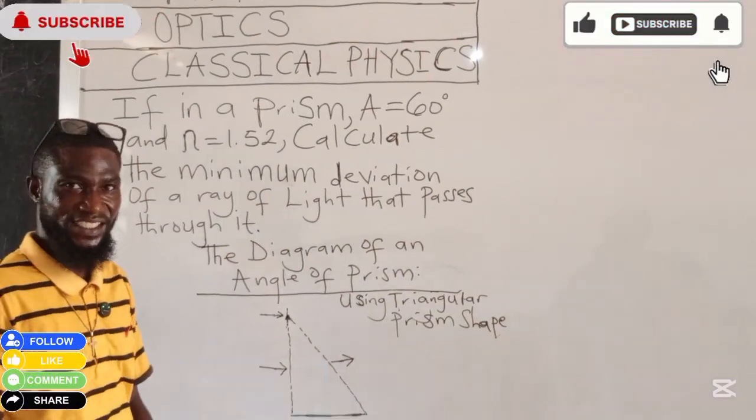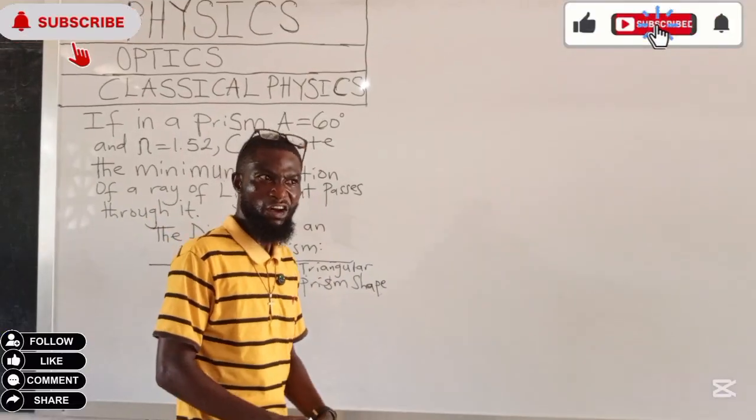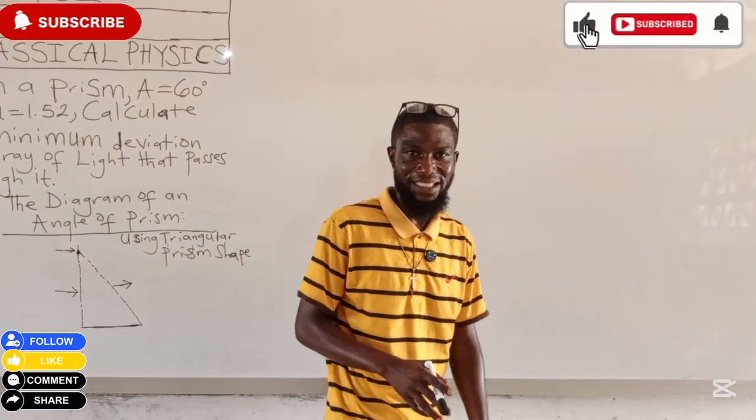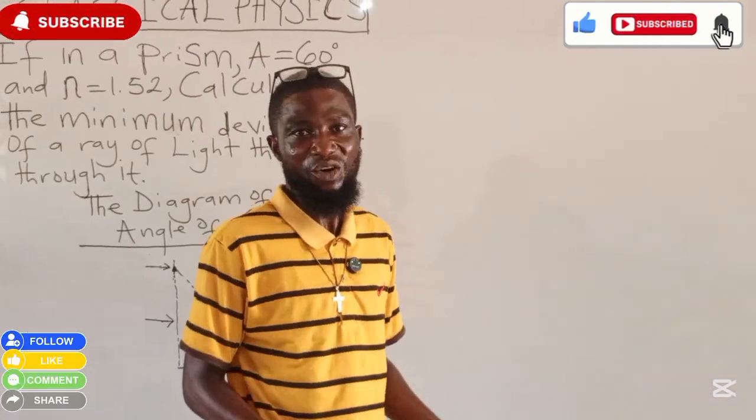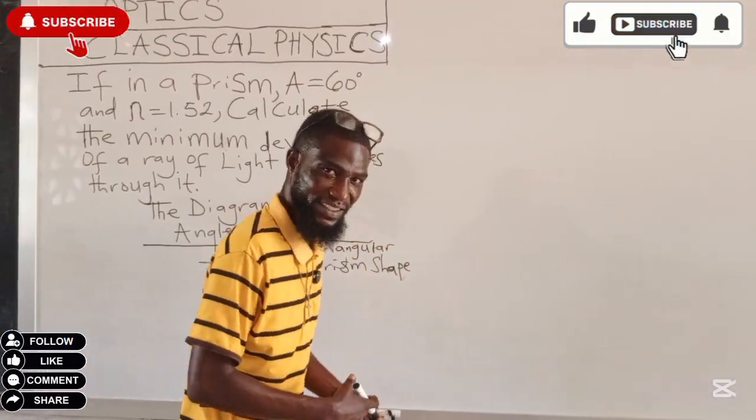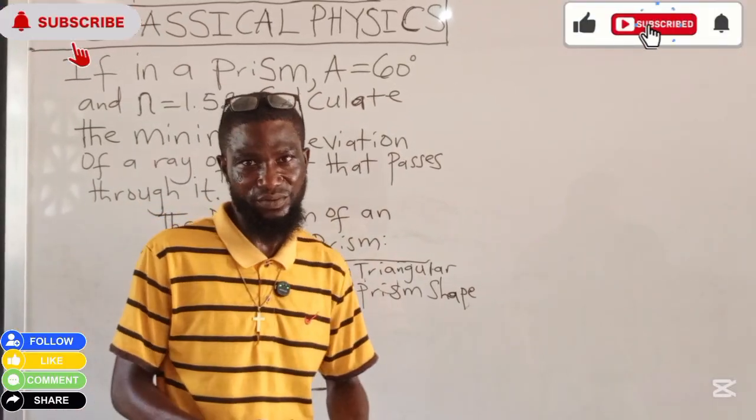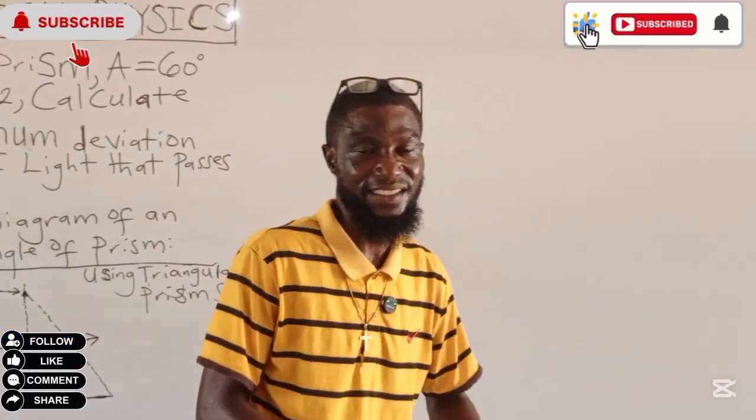On this note, ladies and gentlemen, I was told that optics is a branch of physics that deals with light, its properties, and interaction with matter. And I was also told that classical physics is a branch of physics that deals with the laws of motion, energy, and matter that were developed before modern physics.